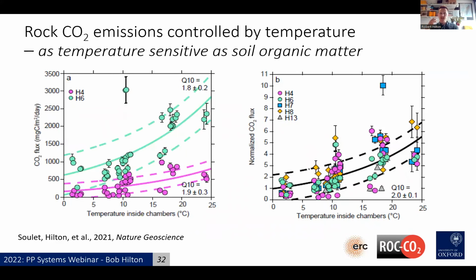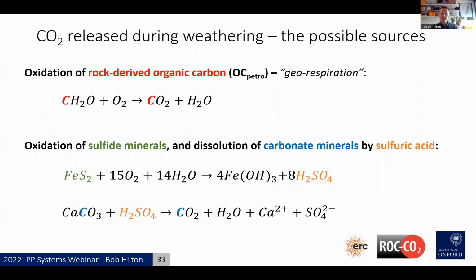And then overall, just to summarize these findings, the one on the right is the key one. This is multiple chambers. There are 5 chambers here with slightly different natural variability. And they're showing this increase of CO2 release with temperature. It's about the same sensitivity to temperature as some soil environments. Again, quite surprising given that we're talking about these rock reactions.